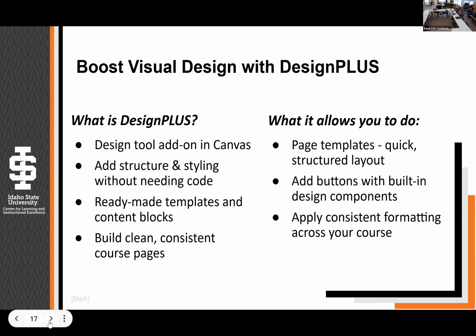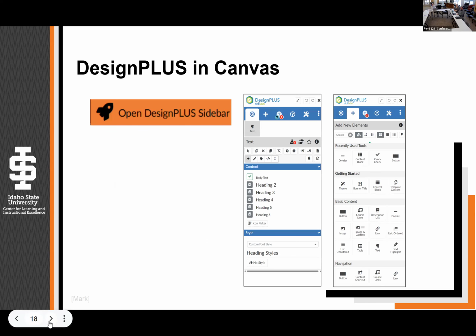There are templates in there. You can also build consistent pages that are clean. And then you also have the ability to add engaging elements like buttons if you want them to be able to click and go to another page, or add things like tabs or accordion type structures. And I'll show you that in a couple examples that I have. But bottom line is it allows you to provide consistent formatting across your course. And so this is what it looks like.